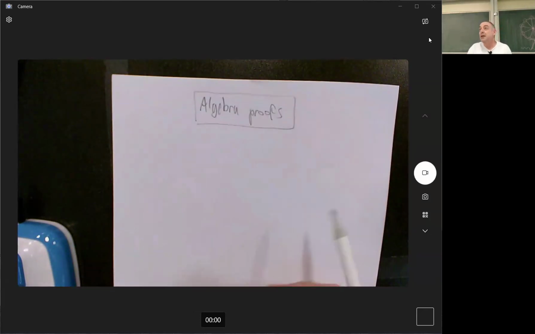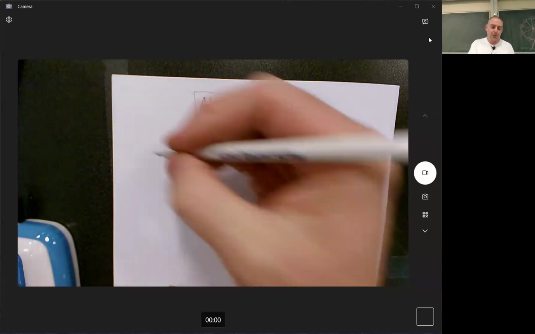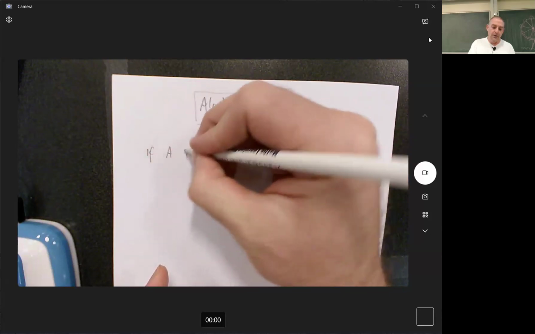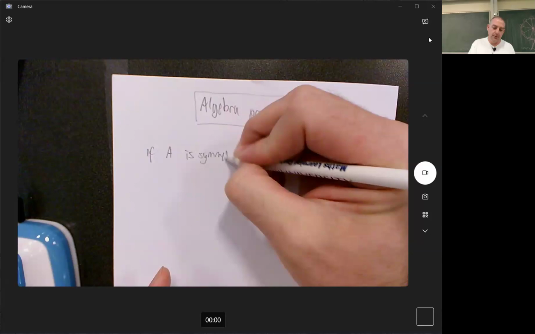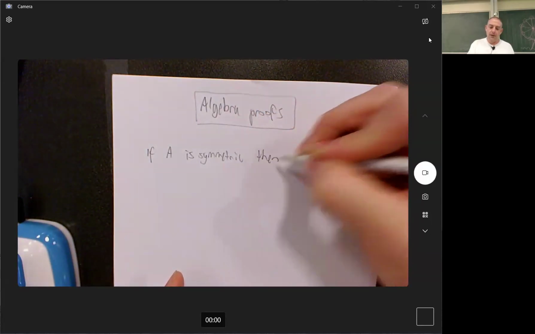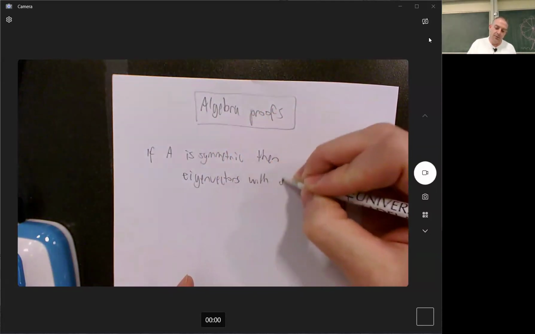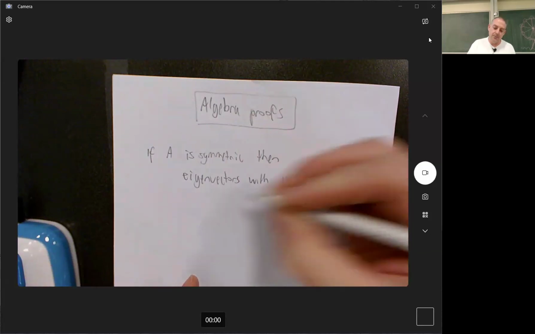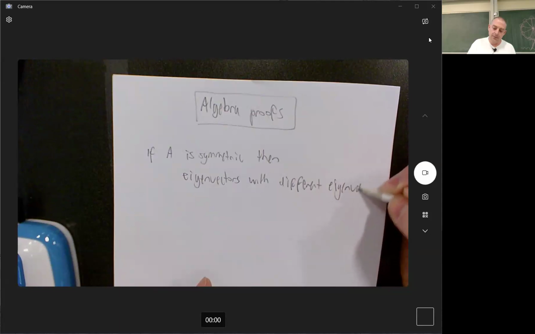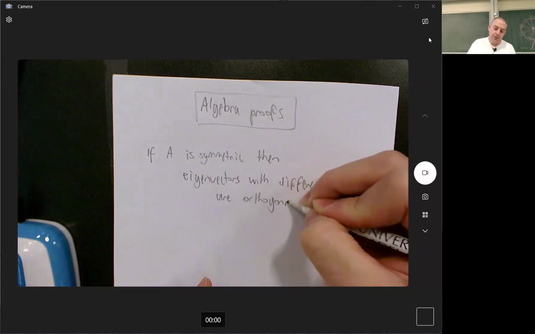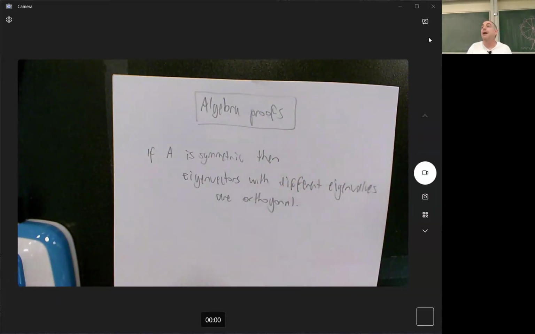But I did one yesterday in the Maths Learning Center. I was talking to someone about a theorem that goes: if A is symmetric, then eigenvectors with different eigenvalues are orthogonal. I have no idea if I'm going to be able to prove this off the top of my head, but it is a thing that is provable.